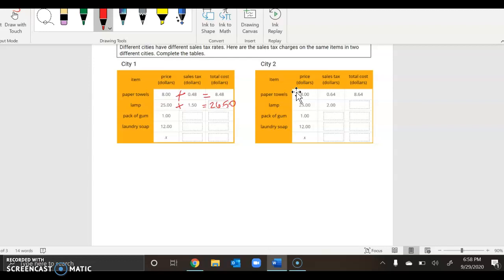So we're talking about part and whole still. Remember that sales tax is our part and the price of the item is our whole. So when we set up our proportion, part and whole, we do not have a percent, so X will go over 100. We're going to use this first example that was given to us. The sales tax was 48 cents for the paper towels, and the cost of the paper towels was $8.